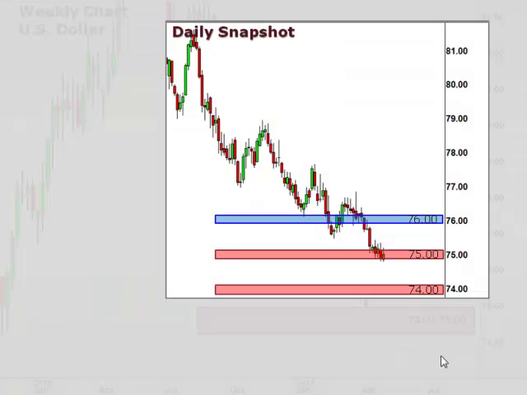Let's take a look at a daily snapshot. Well, the daily chart reflects the consolidation that took place within that 75 range last week. Failure to hold 75 opens the window for a continuation down to 74. We really need to see a break above 76 to lend credibility to a change in the current downtrend.